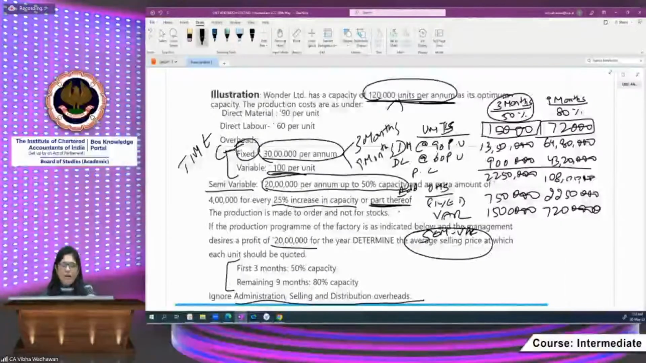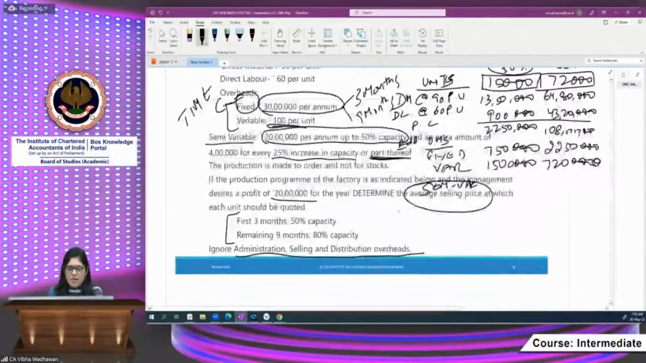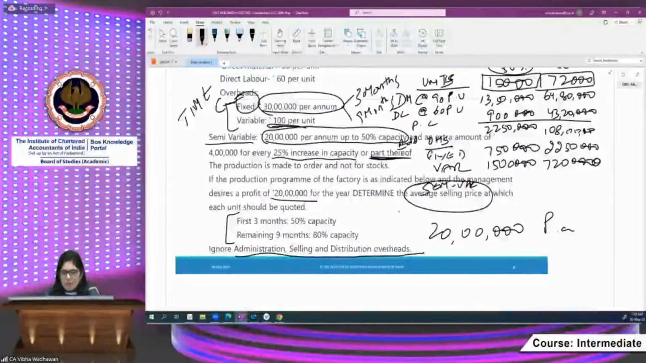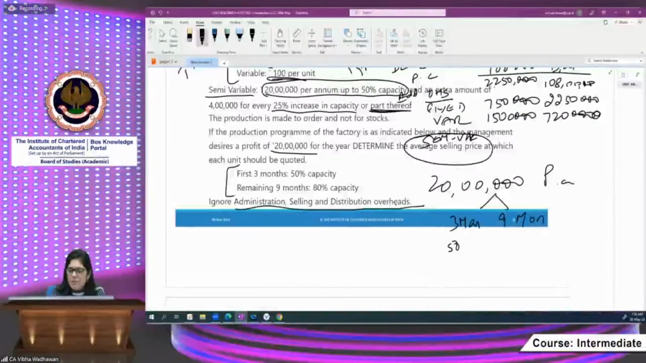5 lakh. All right, let us understand how this is done. See, 20 lakh it's per annum, but per annum. So for 3 months and for 9 months, clear? So for 3 months we have 50% capacity and for 9 months we have 80% capacity.